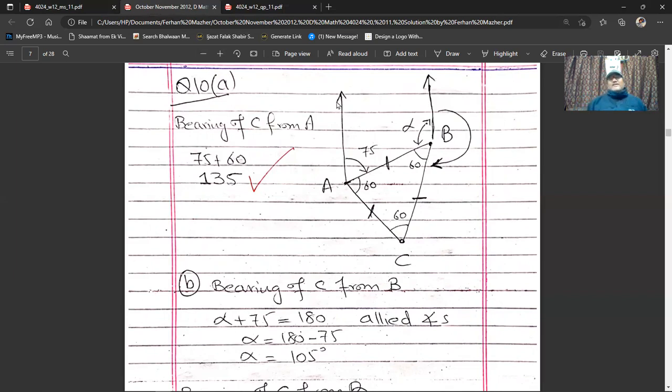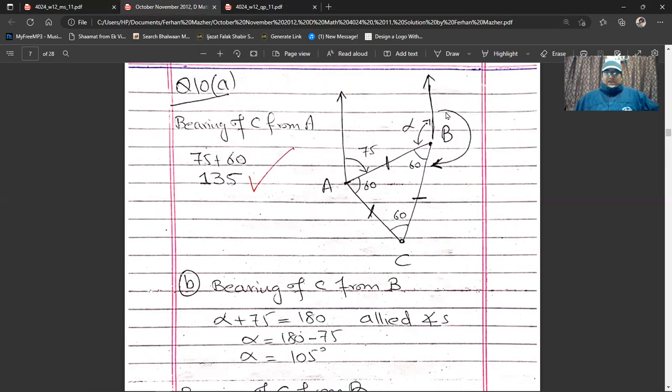They are parallel to each other. So let me say this angle is alpha. So the alpha and this 75, they are allied angles of the parallel line. So I can find out the value of the alpha. Alpha plus 75 will be equal to 180. So from there I will get the alpha.